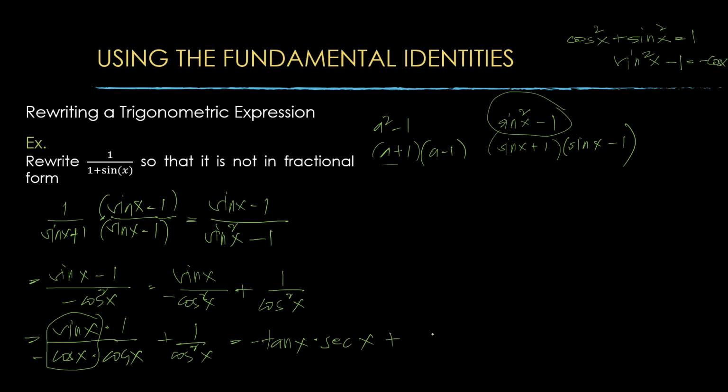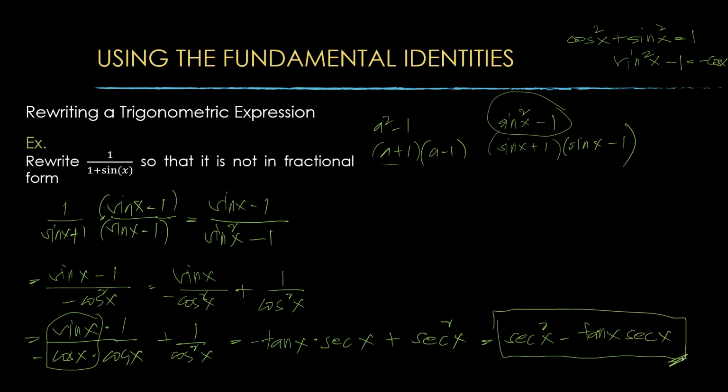What is 1 over cosine? Secant again. Since cosine is squared, that will become secant of x squared. Or, if I write the positive first, this will be equal to secant of x squared minus the tangent of x secant of x. This is now your simplified form. It's not in the fractional form anymore. From this, in fractional form, to here, not fractional form. Question?